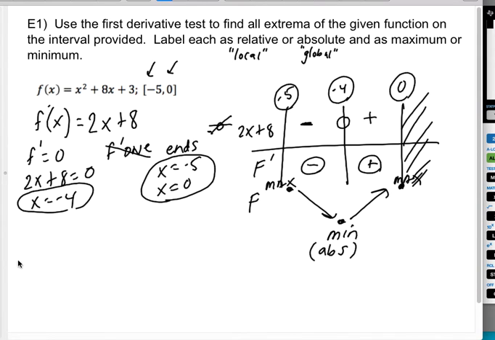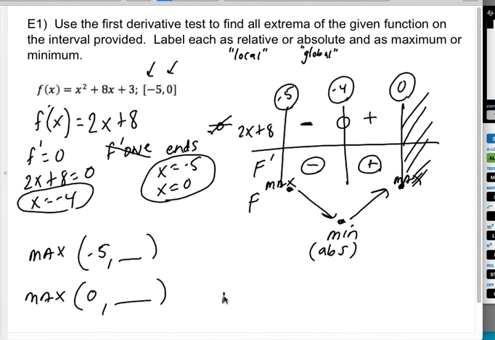In order to do that, I'm going to go ahead and write that there is a max at negative 5 comma blank. There is a max at 0 comma blank, and there is an absolute minimum, because it is the only possible contender for the absolute minimum, at negative 4 comma blank. So to find these y values, I need to use the original function, right?